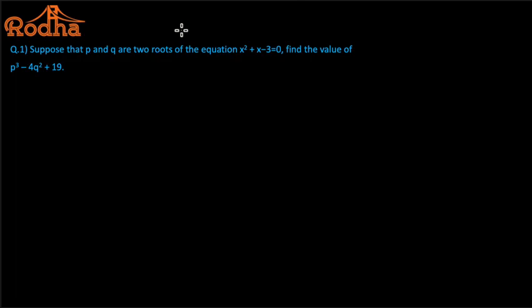Look at this. The first question says: suppose that p and q are the roots of the equation x square plus x minus 3 equal to 0. Find the value of pq minus 4q square plus 19.